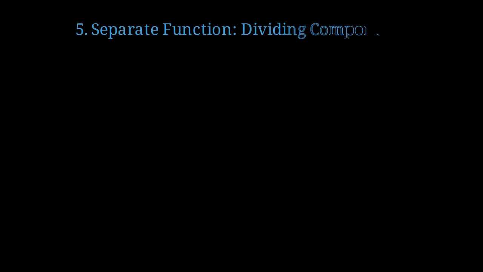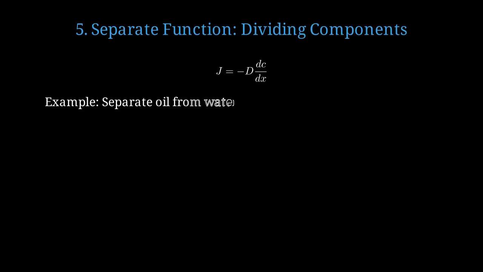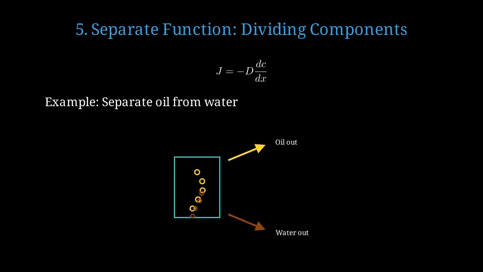The separate function divides mixed components based on physical or chemical differences. Fick's law of diffusion describes how concentration gradients drive separation, with flux proportional to the concentration gradient. Consider the practical problem of separating oil from water, common in many industrial processes. Oil droplets, shown in yellow, rise to the top due to density difference, while water, shown in brown, stays at the bottom.